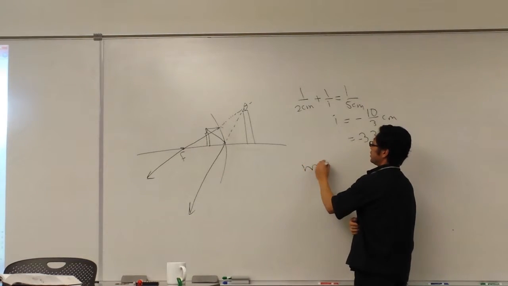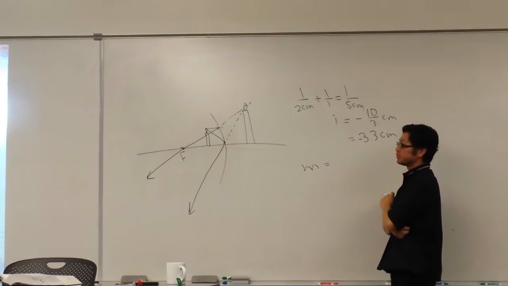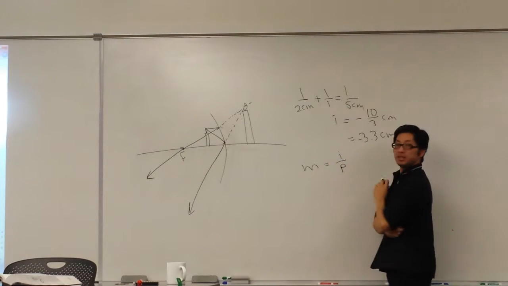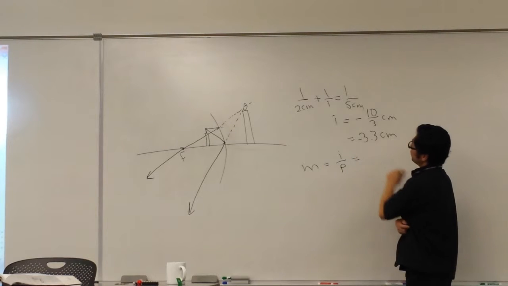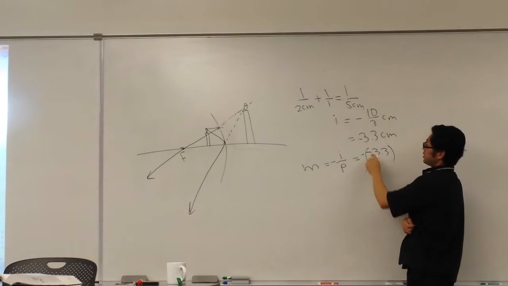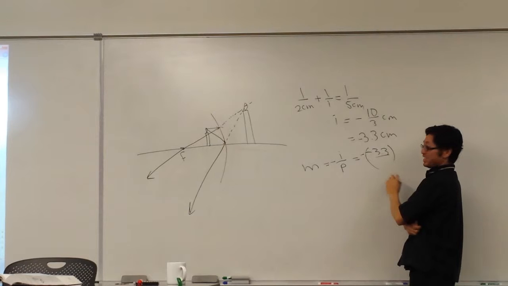So what's my magnification? It's the ratio of I over P, right? So in this case, what's this going to be? I is minus 3.3. Oh, sorry, it's minus I over P. So there's a negative there. It cancels out to make it positive.